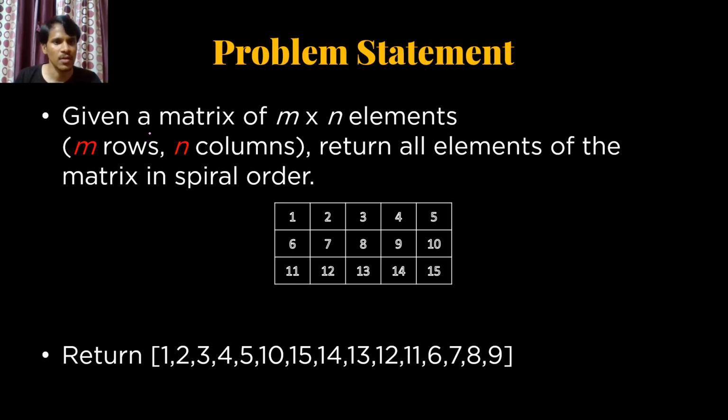So we are given a matrix of m cross n elements. M is the number of rows and n is the number of columns. We have to return all the elements of the matrix in spiral order.